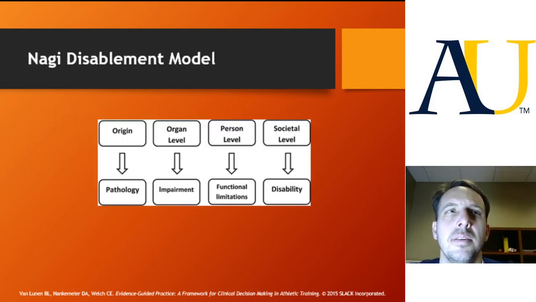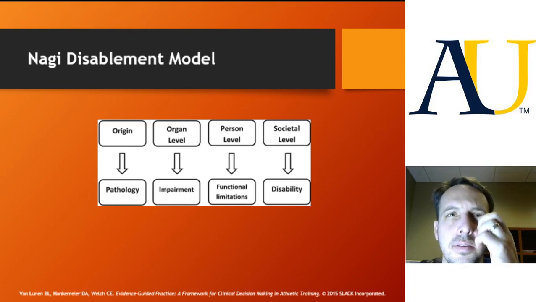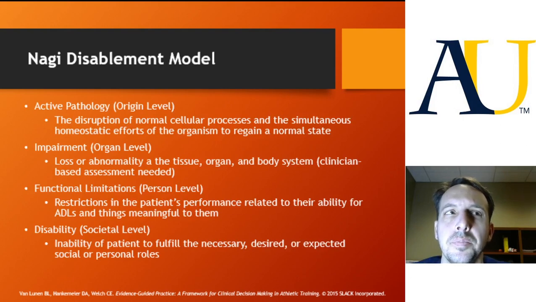And so Nagi was the first one that starts to describe this. And moving beyond the different levels, he describes the origin level as the pathology. Basically, what is the condition that they have? The organ level was then the impairments. Basically, what can they not do because of their pathology? And then it gets into functional limitations and disabilities, which have to do with their ability to perform.